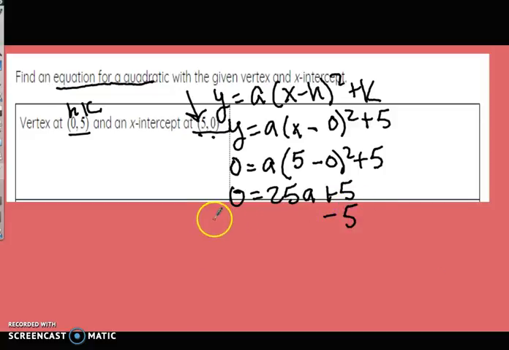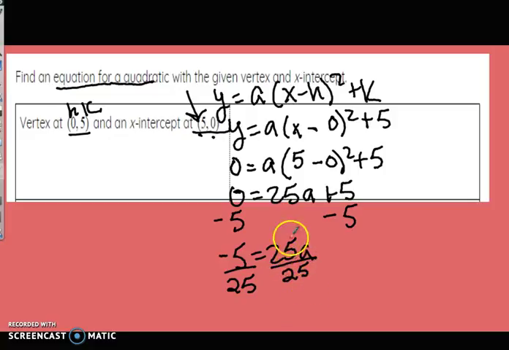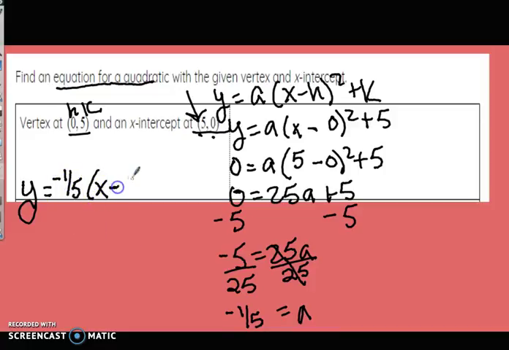Subtract the 5. So I have negative 5 equals 25a. Divide by what's with a. Then what is a? Negative 1/5. Alright, so let's plug in all the pieces I know now. Okay, what's a? Negative 1/5. 25 is not a. y equals a times (x minus, what's my h value?) squared plus, what's my k value?